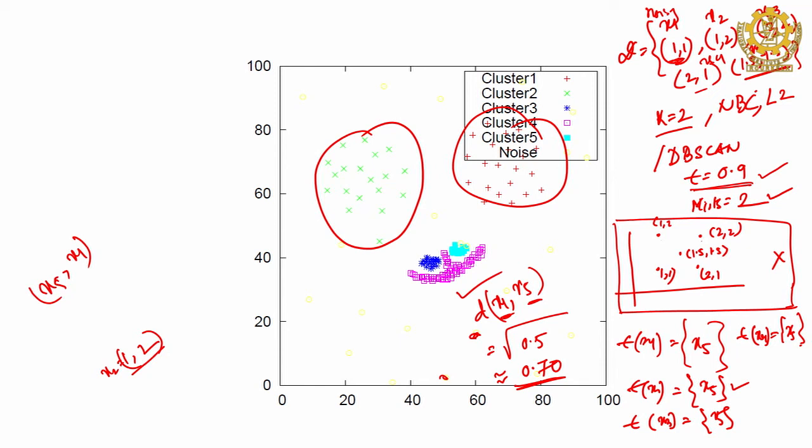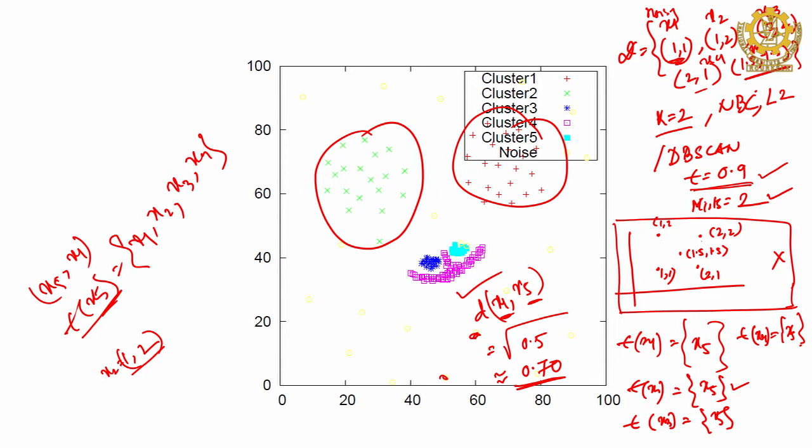0.7, so it is lesser than 1. Therefore, within the epsilon of x5, which points will come? x1 will come, and then x2 will come, then x3 will come, and x4 will come. So, what is the minimum points? Minimum points is 2. So, therefore, this x5 is a core point.